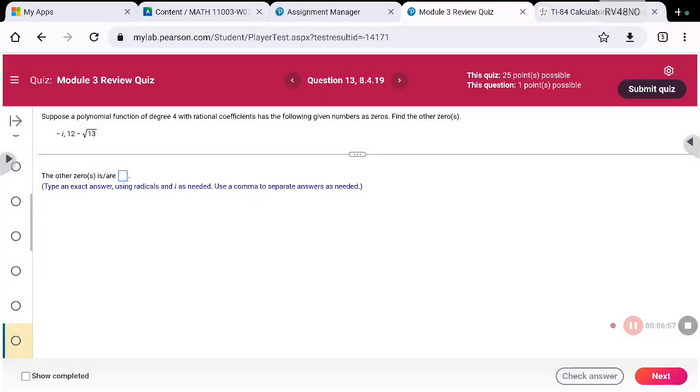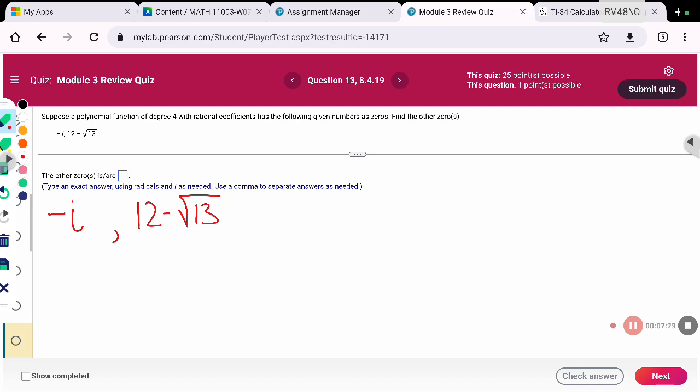All right, on this next question, we are going to find the missing zeros of what this polynomial function would be coming from. And remember, the zeros that come in pairs are i's and square roots. So you'll notice that the zeros that are given are negative i and 12 minus the square root of 13.